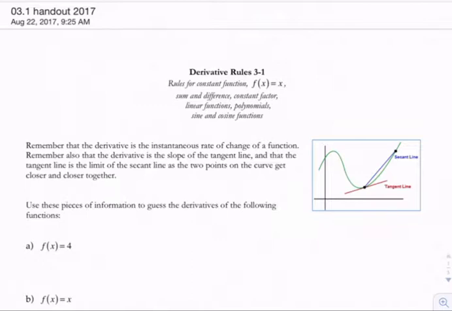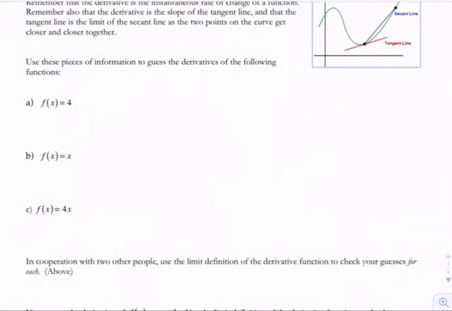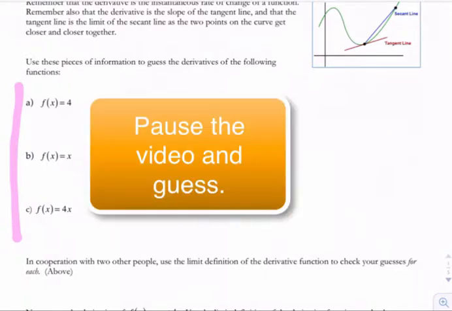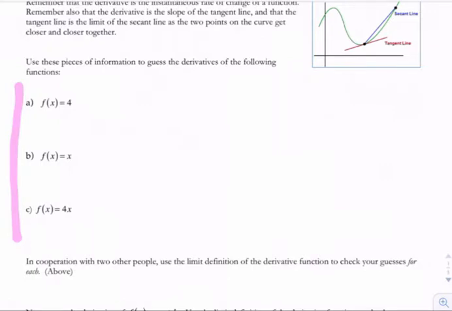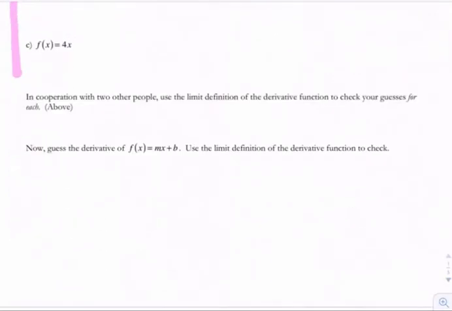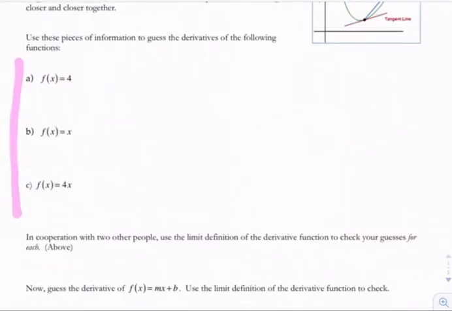Hey, this is Sue. We're going to talk about part of handout 3-1. If you haven't already, I'd like you to guess the derivative for these three functions. We've talked about this in the last unit, so go ahead and pause and try to do that. Okay, now that you're done, I want to use the limit definition of the derivative to check what you have, because what we've been doing has been very informal and we need to be a little more formal now.